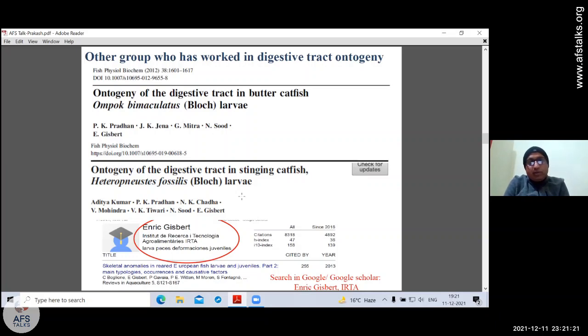So some other people who are working on digestive tract ontogeny are a group of people from NBFGR Lucknow, and they published 2 papers on digestive tract ontogeny of the catfish Ompok bimaculatus and Heteropneustes fossilis, and we are following them. Until now, very limited work and limited baseline data generation on candidate aquaculture species ontogeny has been published from India.